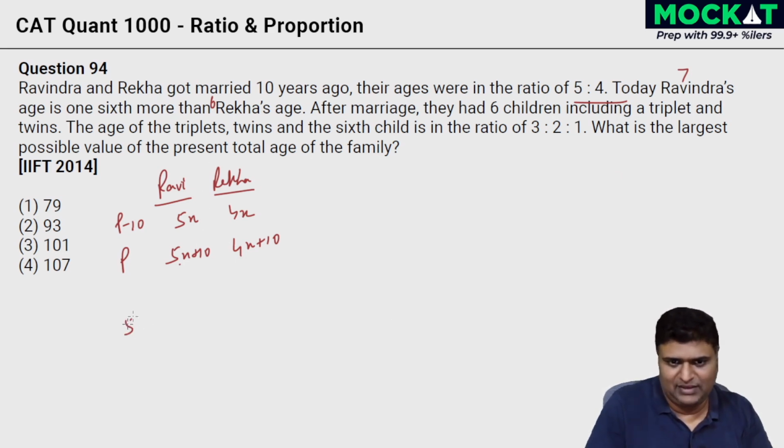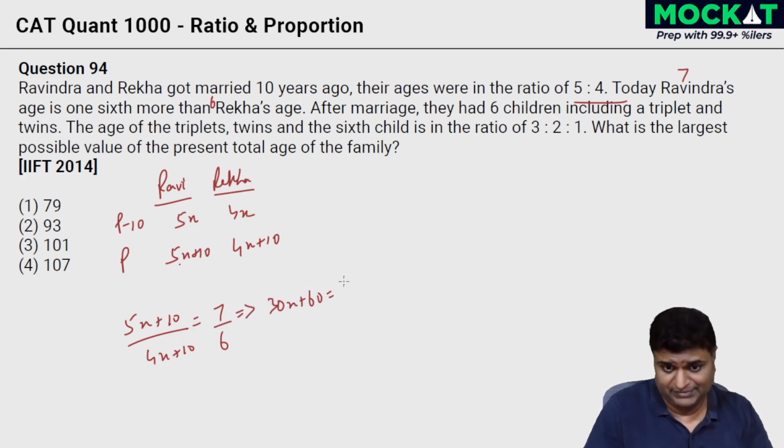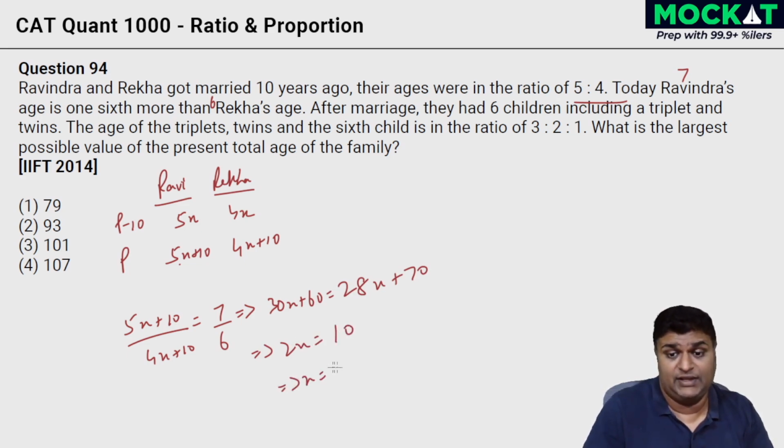Right? So quickly get that. You should be able to form this. 5x plus 10 divided by 4x plus 10 equals 7 by 6, 1/6 more than this, right? Just cross multiply, and you get 30x plus 60 equals 28x plus 70, 2x equals 10, x equals 5. That's it. So x equals 5.